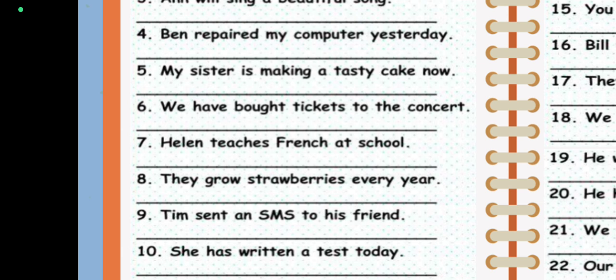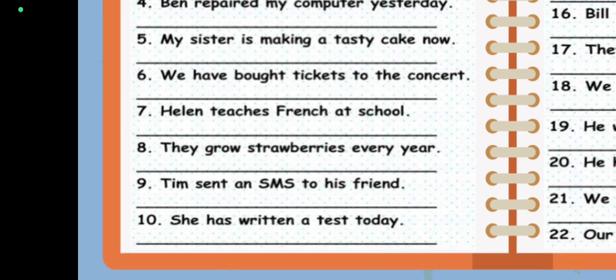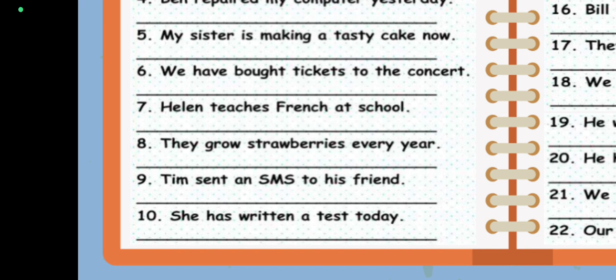Here we have sent, which is past simple, so we use is or was. Okay, so an SMS was sent. Oh, no, complement. I'm struggling with this word. An SMS was sent to his friend by Tim. You got that. An SMS was sent to his friend by Tim.